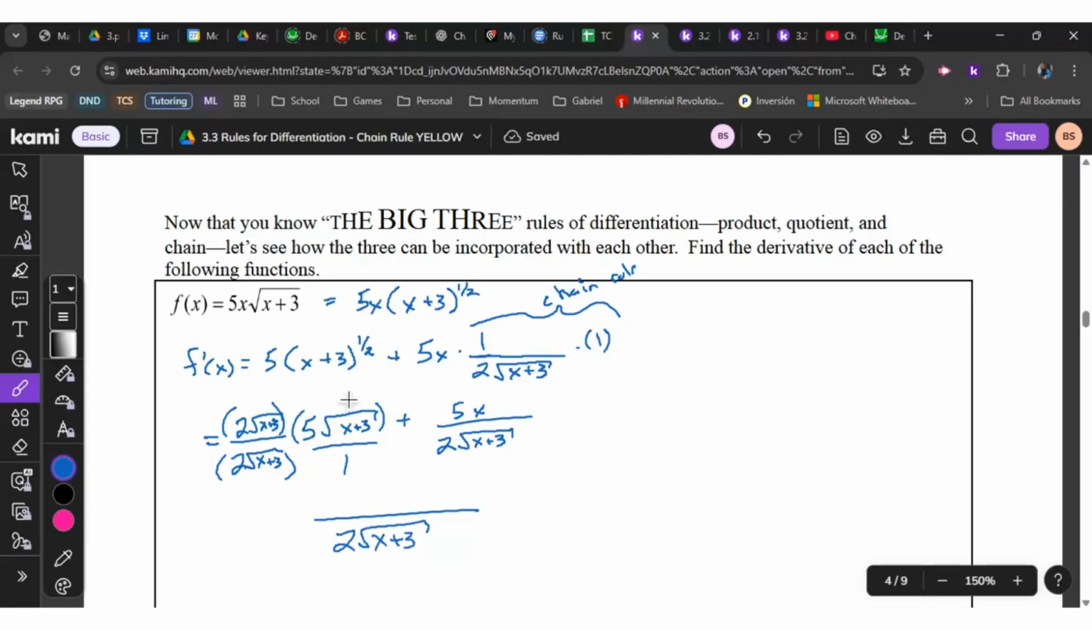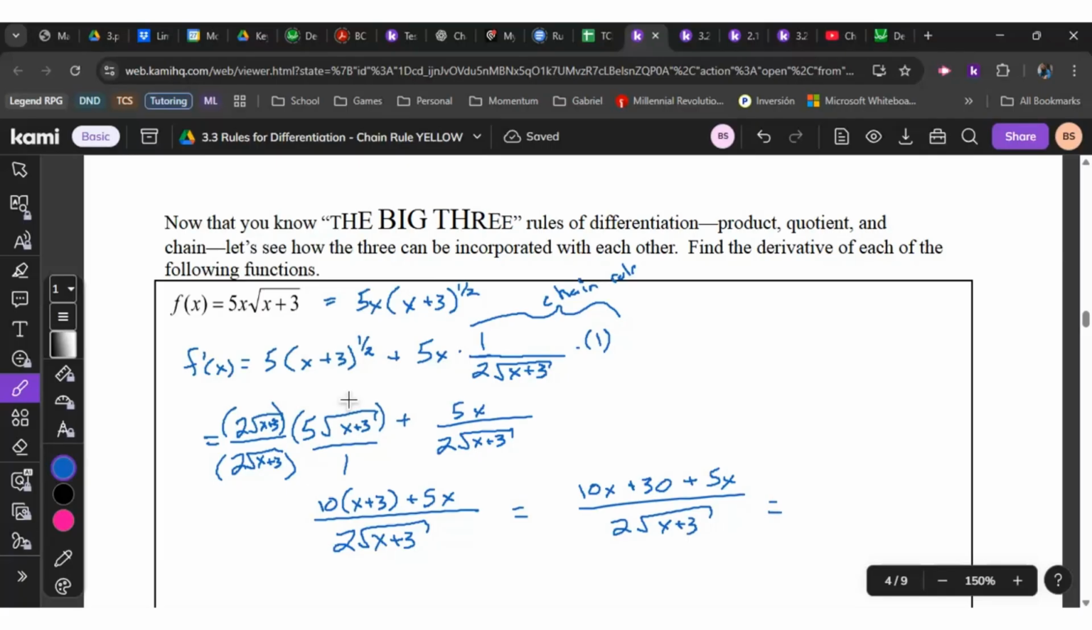But what is 2 times 5 first? 10. And what's square root x plus 3 times square root x plus 3? X plus 3. Exactly. And then just plus 5x. And then my last step, well, not last, I guess, second last, I'm going to put that in. So 10x plus 30 plus 5x all over 2 square root x plus 3. What's the final step?